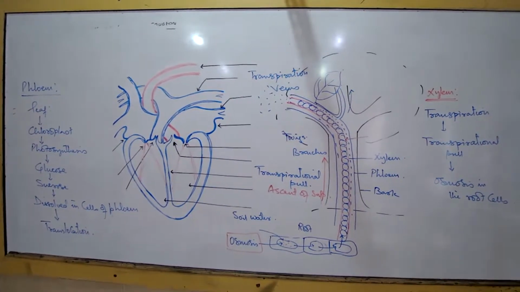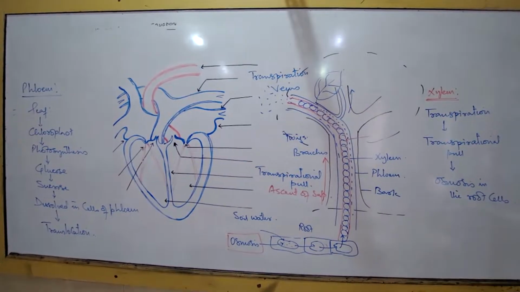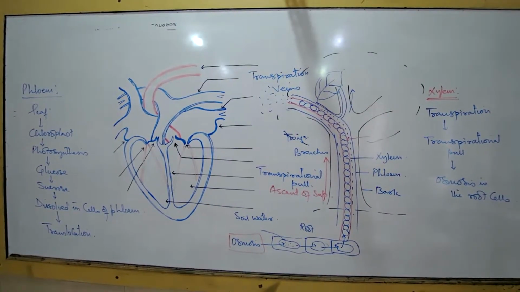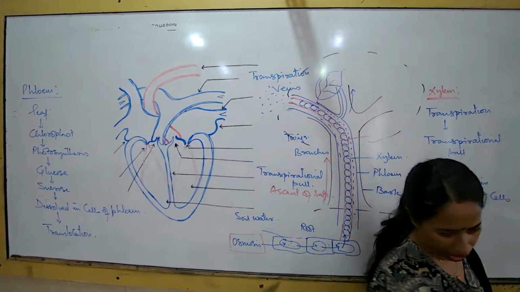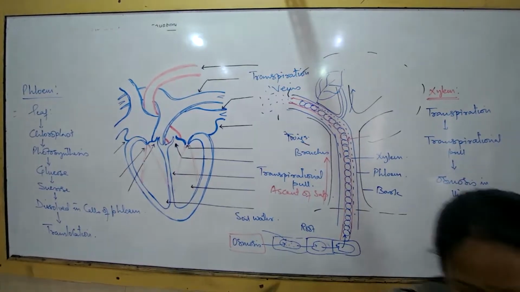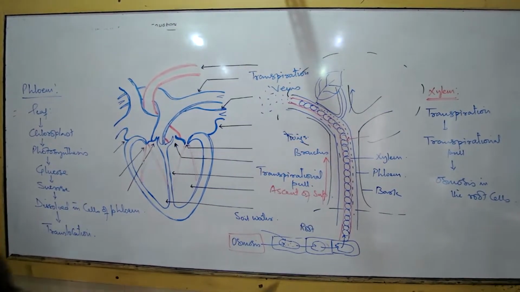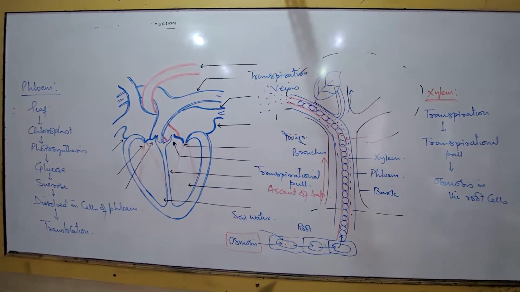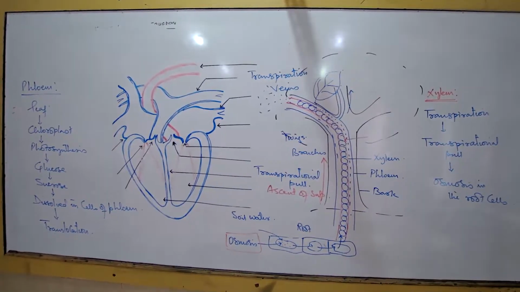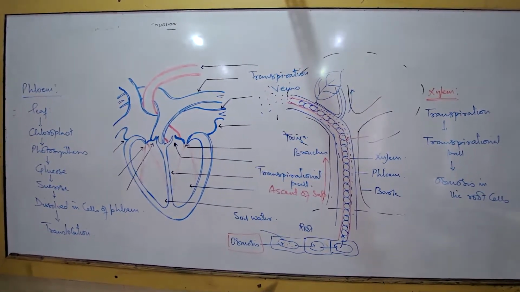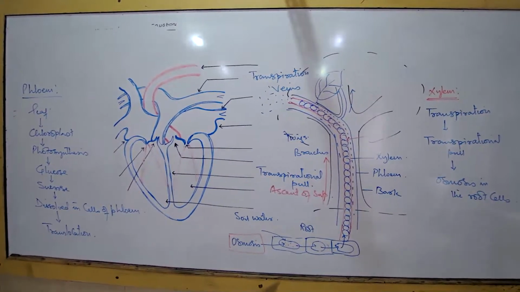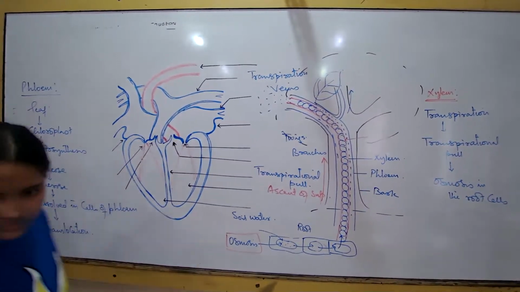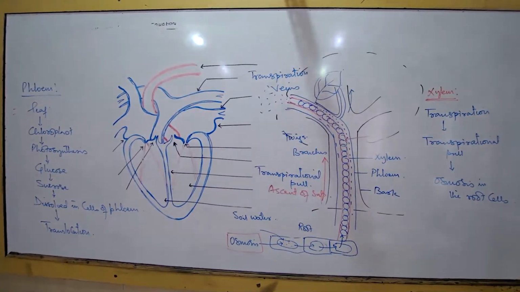Take down the question. Explain the process of transport of water and minerals by the xylem and food by the phloem. Now generally you get only one part of it, xylem or xylem and phloem both. Most commonly only xylem or only phloem. Write down the answer.